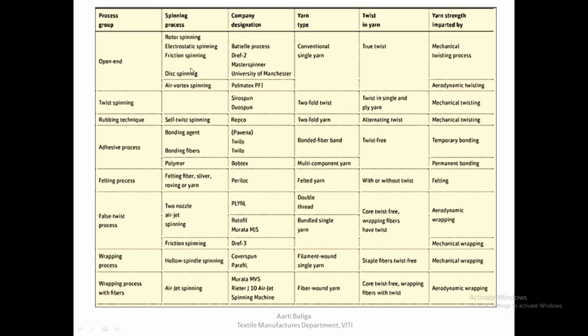Out of that we are going to cover the first process group today, which is called open end. Under open end it is again classified into rotor, electrostatics, friction, disc and air vortex spinning, which we will of course go through one by one as we proceed into the lectures. Today we will just try to understand the open end concept.